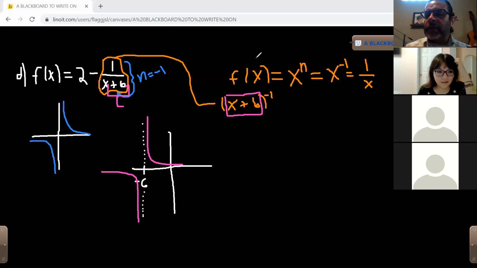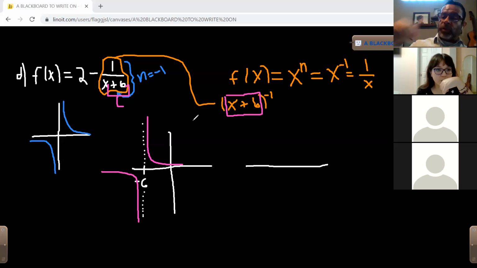Go ahead, Alejandra. So that means that it's never gonna touch 6. Correct. That's a very important observation, Alejandra. The original function, the asymptotes were the x and the y-axis. So that means it's never going to touch the y, and it's never going to touch the x. The horizontal shift is equivalent to moving the y-axis. So now the new asymptote, instead of being the y-axis, is going to be 6.